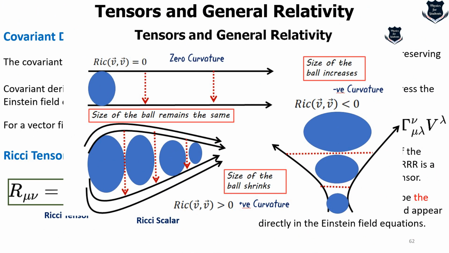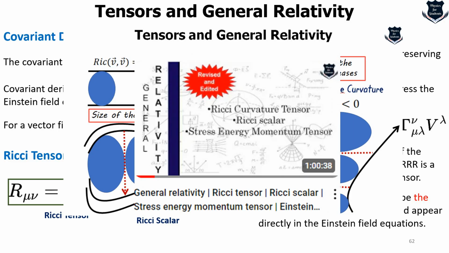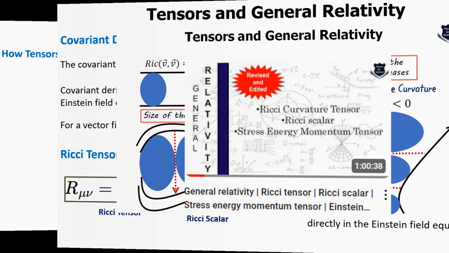So what is the Ricci tensor? If I move a ball along a straight path, it has zero curvature, so the Ricci tensor is equal to 0. Along positive curvature, the ball shrinks inside, and the ball increases inside when it has negative curvature, so the Ricci curvature is less than 0. If you want to know more about this, you can go to this very old lesson of mine where I have already explained the Ricci curvature tensor and so on.